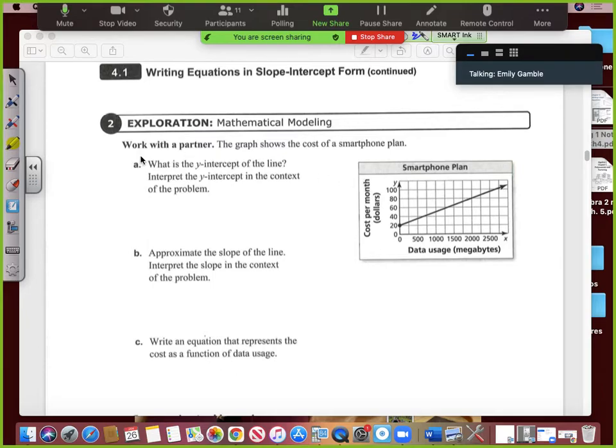What they want you to do is first find what the y-intercept is of this line. Where does the line cross the y-axis? And interpret what that means in the context of the problem. So I want you to tell me what it is, and I also want you to say what that means. Then you're going to find the slope of the line, and then tell me what the slope means in the context of the problem. And then write the equation in slope-intercept form.